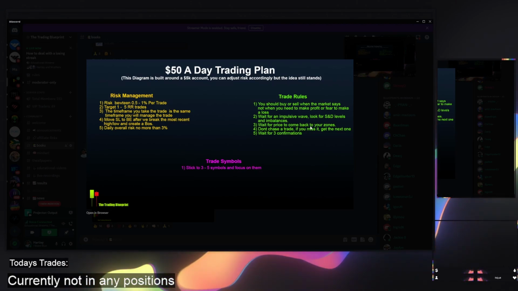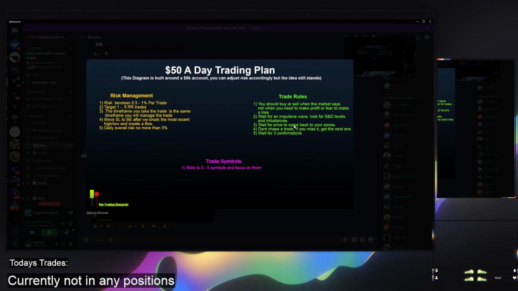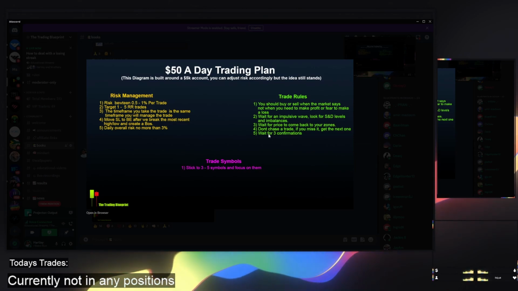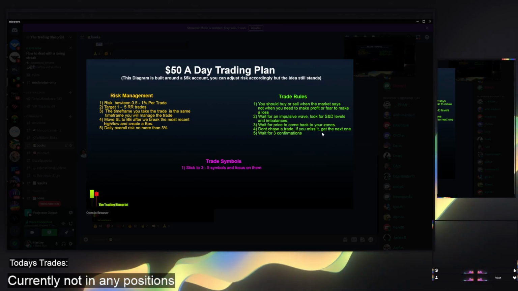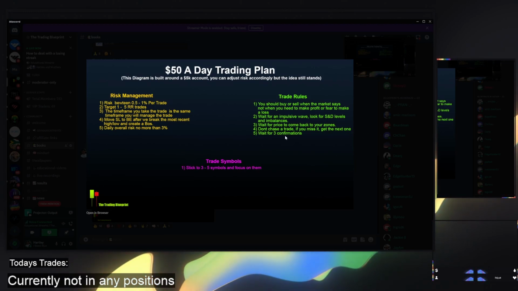Number 3, wait for price to come back to your zones. Important. Once you've identified the supply and demand levels or imbalances, wait for price to get to your zones before taking a trade. Don't chase a trade. If you miss it, get the next one. Very important. And wait for 3 confirmations.